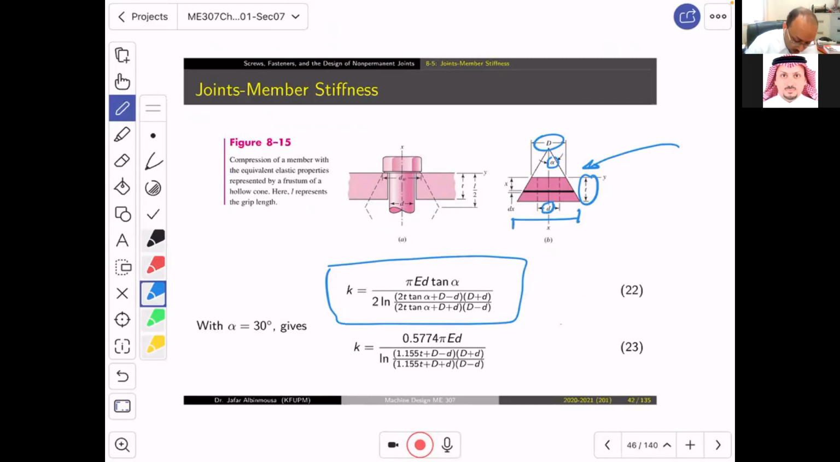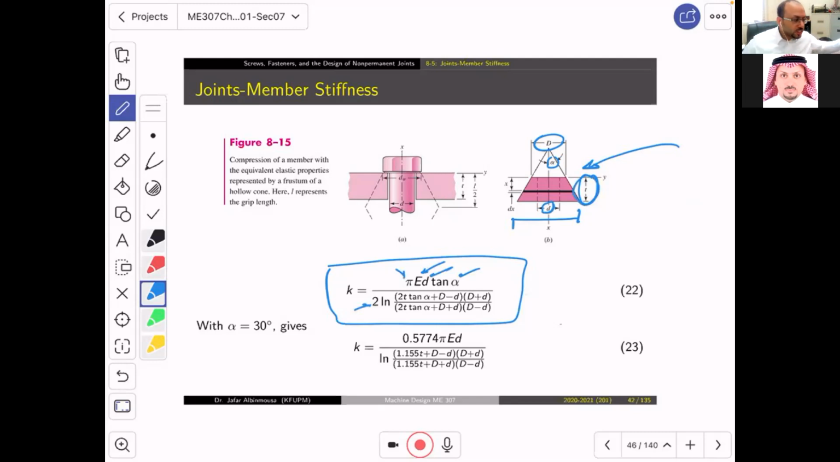Now, if we know that this frustum is occupying one single material, then this is the modulus of elasticity. This is pi. This is the small d. This is tan alpha. Then we have 2 multiplied by ln. And then we have 2 multiplied by T, which is the thickness, and then tan alpha, and then capital D, and then small d, and so on and so on.